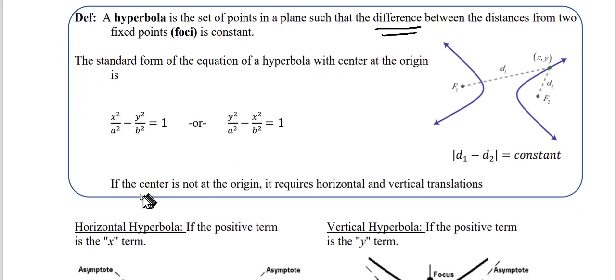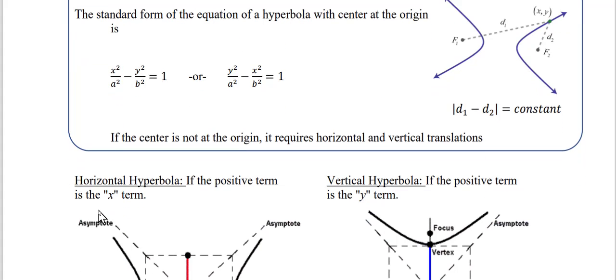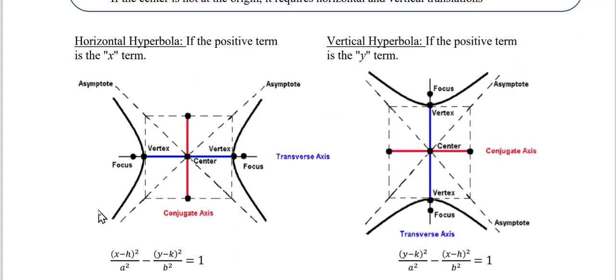Just like with the ellipse, if the center is not at the origin, we're going to have a horizontal and vertical translation, so we'll have an x minus h and a y minus k in there. Let's take a look. We could have a horizontal hyperbola where the parts of the hyperbola curve horizontally, right? They kind of open up to the sides. Vertical hyperbolas are where these parts of the hyperbola open up to the top and the bottom.